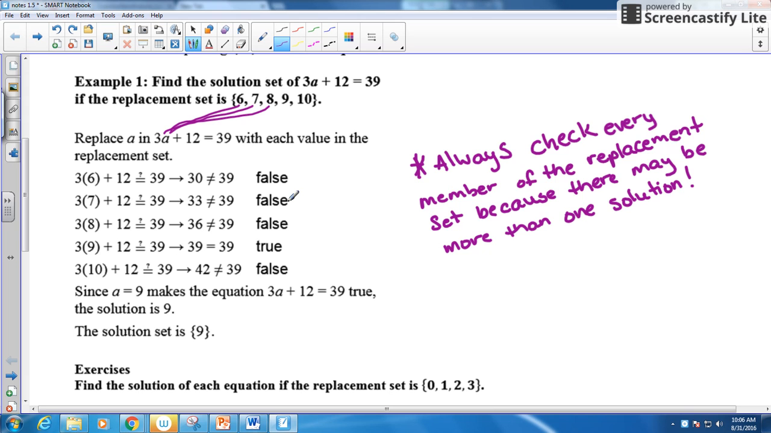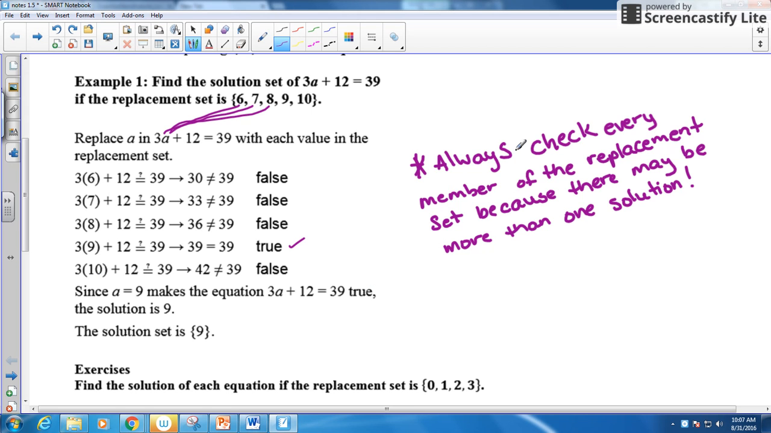When we substitute 7 in, we get a false statement. When we substitute 8 in, we get a false statement. But when we substitute 9 in, 3 times 9 is 27, plus 12 gives us 39. 39 does in fact equal 39, so we created a true statement. So then we continue on and we still test 10.